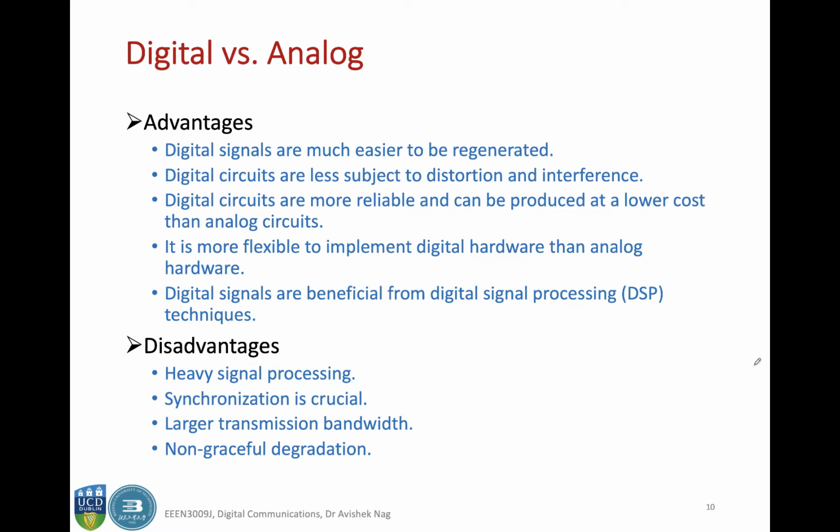So I think I have covered most of these advantages of digital communication, so digital versus analog. As you saw, digital signals are much easier to regenerate. Digital circuits are less subject to distortion and interference. Digital circuits are more reliable and can be produced at a lower cost than analog circuits. It is more flexible to implement digital hardware than analog hardware. And digital signals benefit from digital signal processing techniques.